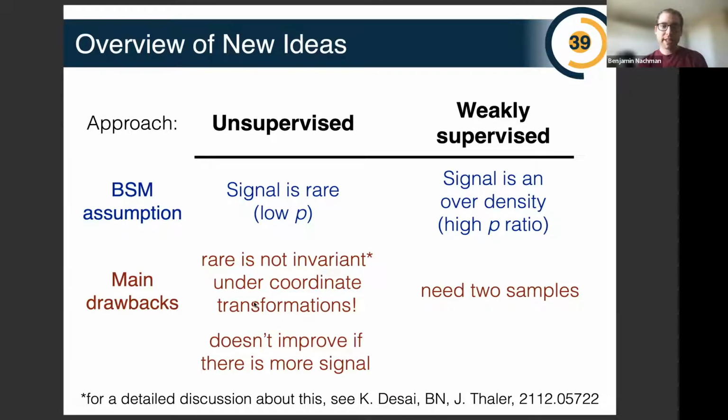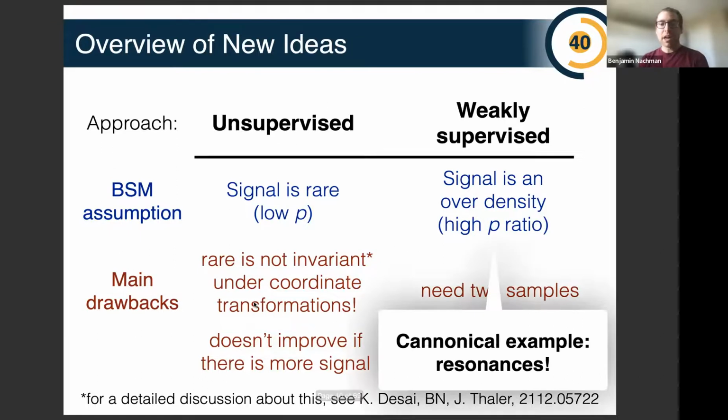For weakly supervised methods, the main drawback is that you need two samples. You need a reference and a target. And the likelihood ratio is invariant under coordinate transformation, so that's the benefit. But you need to have the two. And it does improve if you add more signal because the target has signal. So if you add more signal, it will be better. Okay. So the canonical example of a weakly supervised approach is a resonant search.